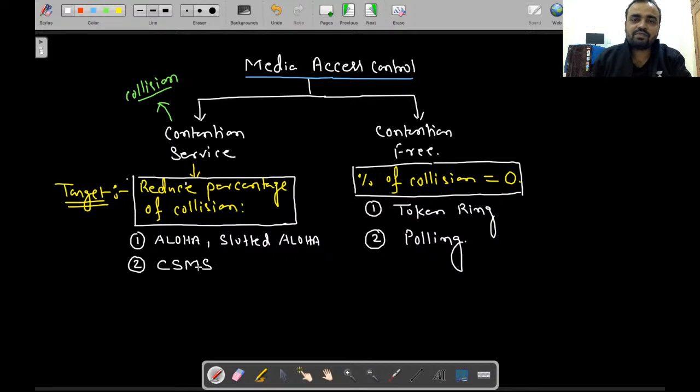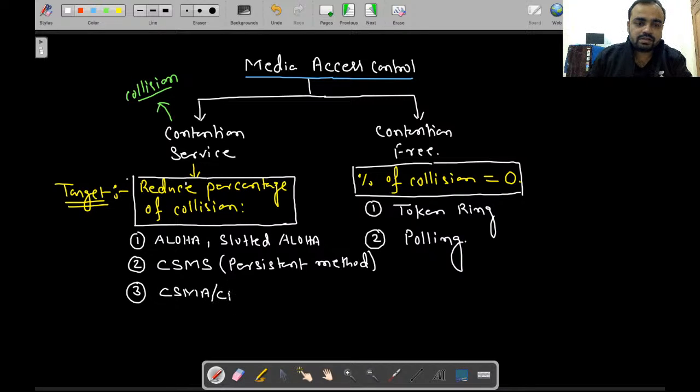CSMA. You know the meaning of CSMA, that is carrier sense multiple access, and there are various persistent methods inside the CSMA. Third one is CSMA/CD and CSMA/CA. The CD means collision detection and CA means collision avoidance. So this is carrier sense multiple access with collision detection, and carrier sense multiple access with collision avoidance.